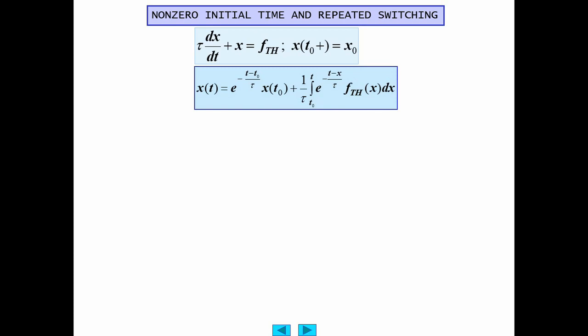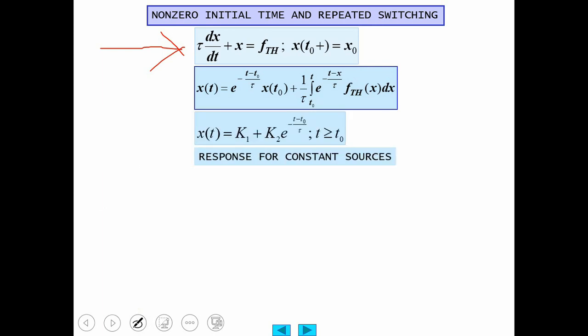But we'll pick up where we left off before spring break, and I'm going to review first order differential equations related to RC and LR circuits. They have this form right here. This is the general solution for any function, but if the function is a constant, then it becomes particularly simple. The trick is to find K1 and K2.